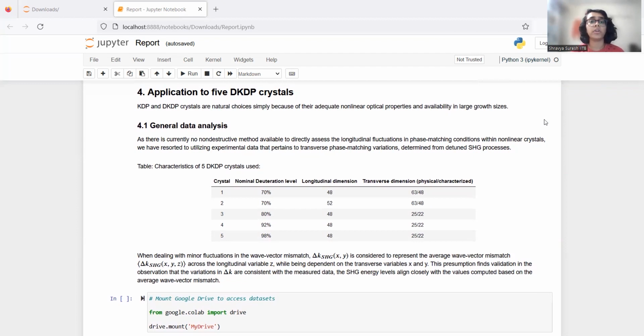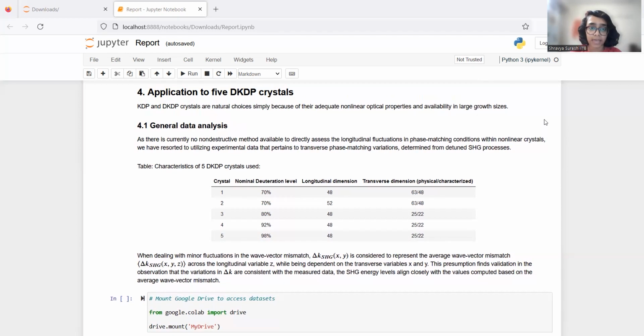Presently, there is no non-destructive method available to directly assess the longitudinal fluctuations in phase matching conditions within nonlinear crystals. So we've decided to use experimental data which pertains to transverse phase matching variations as determined from energy detuned second harmonic generation processes.